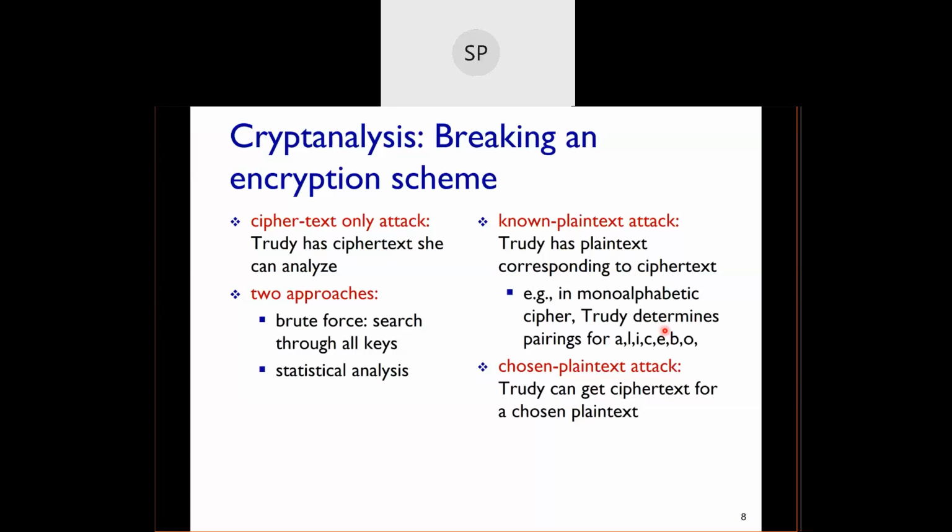Hello, sir. Yeah, please go ahead. Yeah, so if Trudy managed to determine the pairing of some letters, then, you gave the example of Enigma, it always changes the mapping of the letters. Every time we generate, it changes the mapping. Like if previously A is mapped to B, next time it will not be mapped to B any longer. So every time it changes.